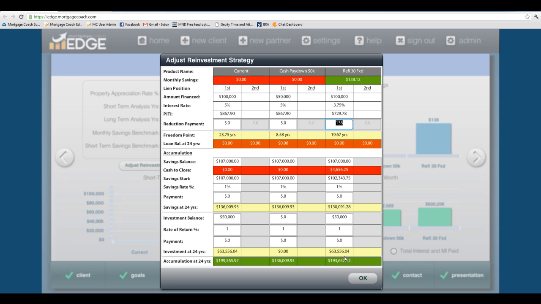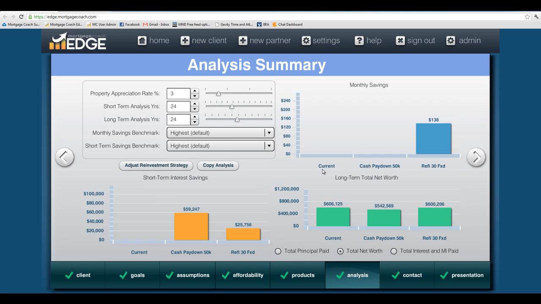accumulation. Now here's where you're going to need to explain this to your borrower. Now you can see that what I did here is I used, for the short and long term, the full term for all loans. All of them are going to be paid off before 24 years, so I want to get a global picture of each scenario. So I put 24 years in this one, 24 years in here.